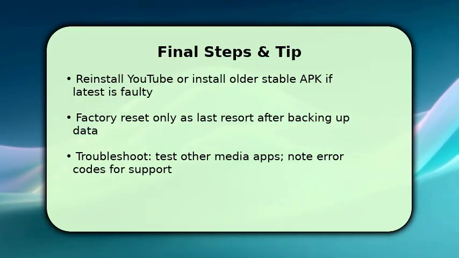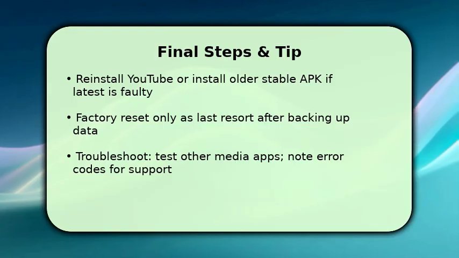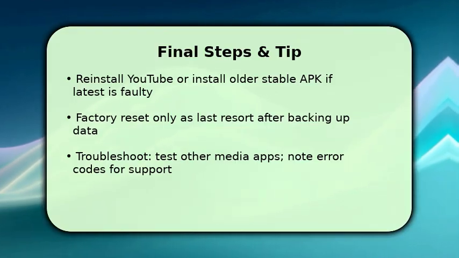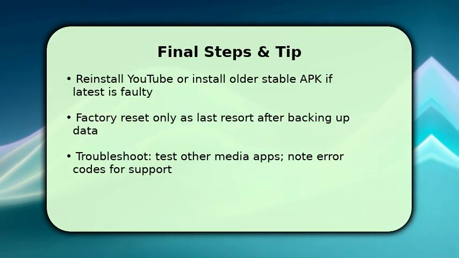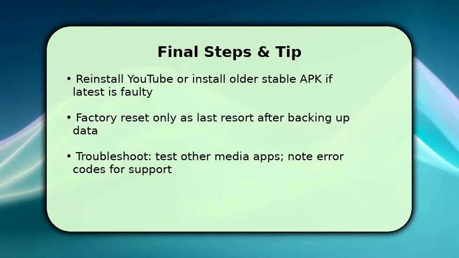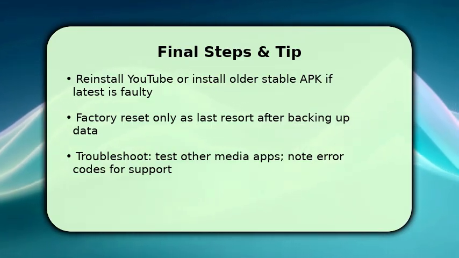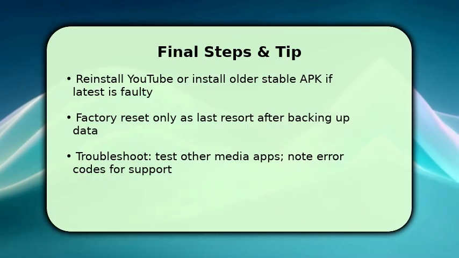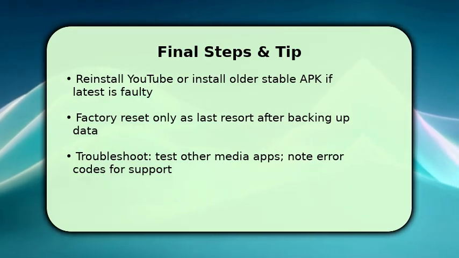If the latest update itself causes trouble, consider sideloading a slightly older stable APK from a reputable source, but be cautious about permissions. Only perform a factory reset after backing up photos and documents. That clears deep system corruption.